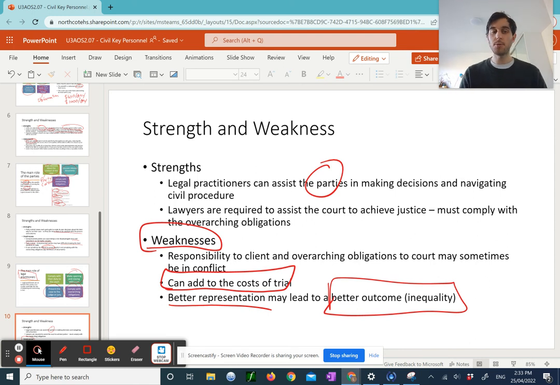And that's it for the roles of the judge, of the parties and the legal practitioners.